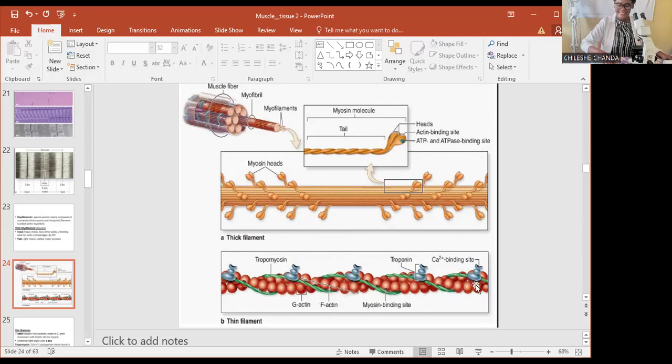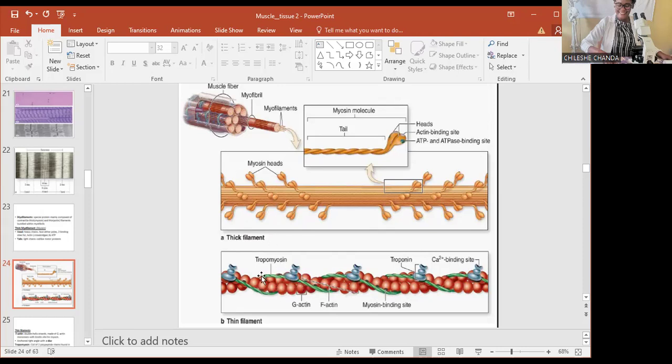On the protein known as actin, we have three things that I need you to take note of. One, we have troponin. Two, we have F-actin. Three, we have tropomyosin. One troponin has a point on top where calcium is supposed to bind in order for muscle contraction to occur, okay? That is the calcium binding site. Under the troponin, we have this tiny chain here.